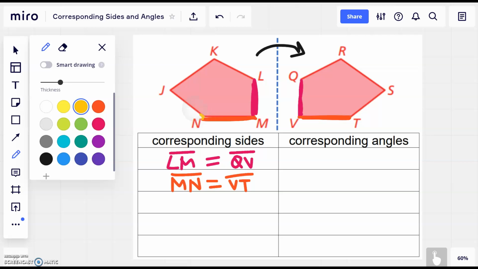Next side here, let's go side NJ. Side NJ corresponds to side TS. And if you notice, I'm going in the same direction on my lettering. So N starts from the bottom and goes up to J, and then T starts at the bottom and goes up to S. So the order does matter. Next one, we'll go side JK. That corresponds to side SR in the other figure.